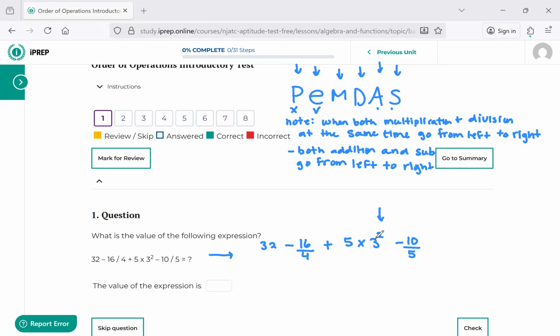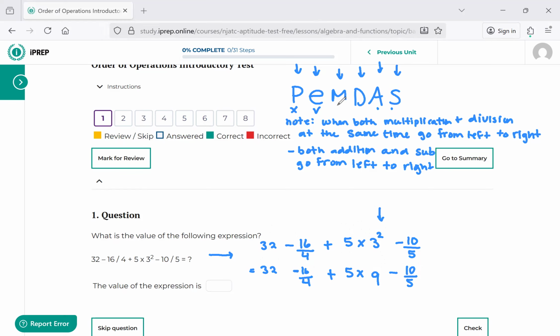So, what is 3 square? 9. Okay. And what I mean by bringing down the leftovers, the stuff we haven't done: we haven't done the 32 minus 16 over 4 plus 5 minus 10 over 5, right? We have not done that. So, what you're going to do is just rewrite it. I know it's a pain, but it's the only way to prevent a mistake. Okay. So I did the exponent and then brought down what I haven't done.